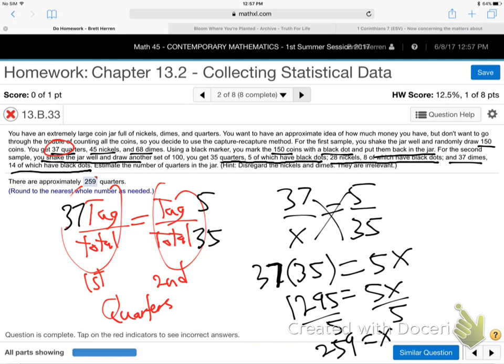Is that good? Just the capture recapture method. Catch, tag, and release with the quarters. Don't let the dimes and nickels throw you off. Moving on. Okay with that?